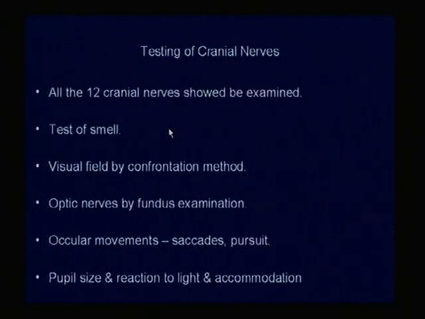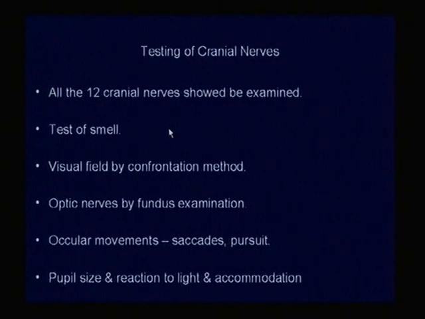Then is the ocular movement, that we do both saccades and the pursuit movement in a case to find out any deficit, and usually it is the 3rd, 4th and 6th nerves which are conjointly done for the ocular movements. Then look for the pupil size, reaction to the light and its accommodation, because this can give you another clue whether the patient is suffering from 3rd nerve palsy or not.